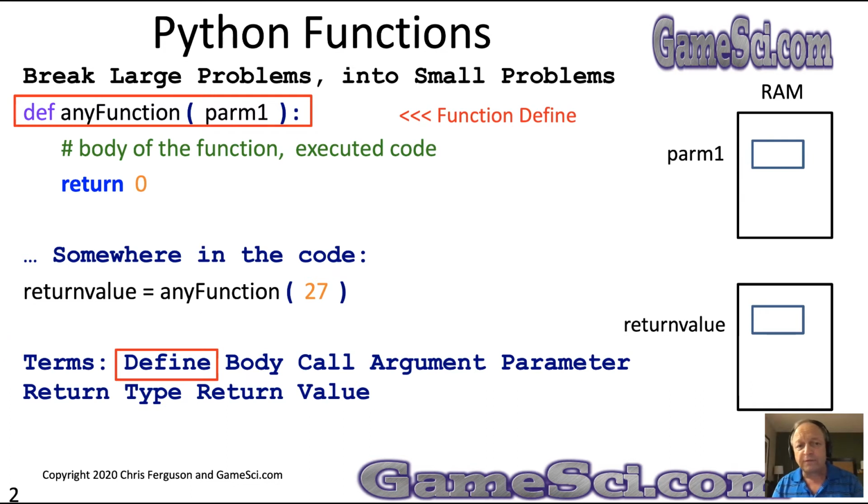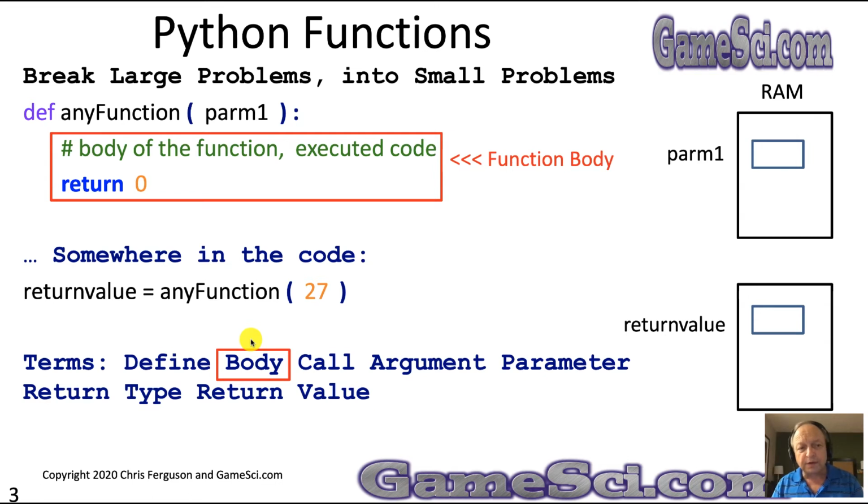In order to create a function, you have to define or write the function. The first step is this first line that starts with DEF. DEF is literally short for define. I'm defining any function. This box or this line is the definition or the define of this function.